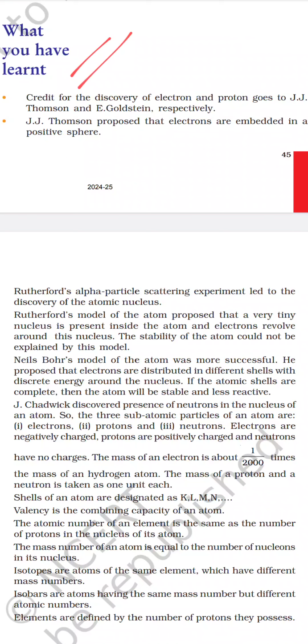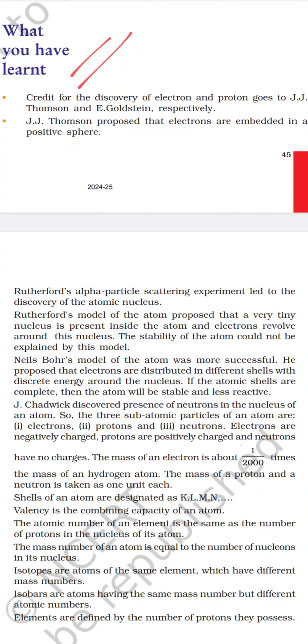Now we will discuss what you have learned. This is an important fact, so you must memorize it. Credit for the discovery of the electron and proton goes to J.J. Thomson and E. Goldstein respectively.